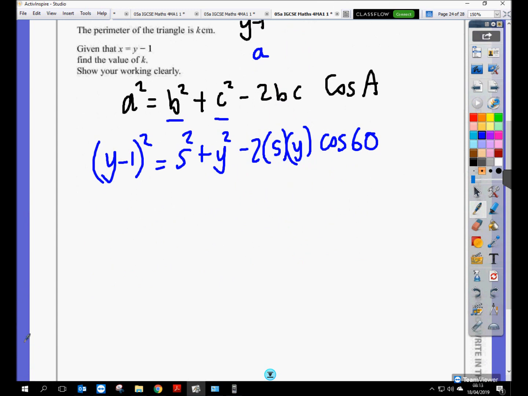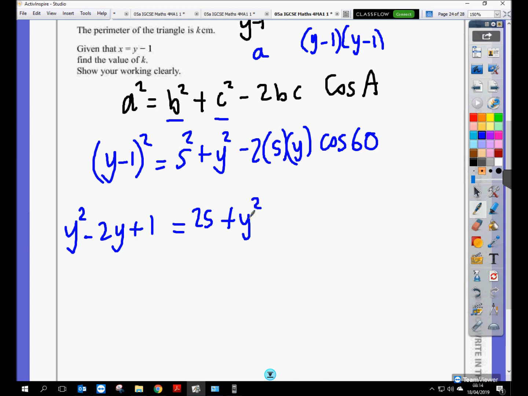Now you must not square this bracket by squaring the y and squaring the negative 1. That's illegal. What you need to do is write out the bracket twice and then expand it. So either you do this at the side or you can do it as part of your working, but you write y minus 1 times y minus 1 and try to expand it. When you do that and simplify, you will end up with something like this. Y squared minus 2y plus 1. So just from above, 25 plus y squared.